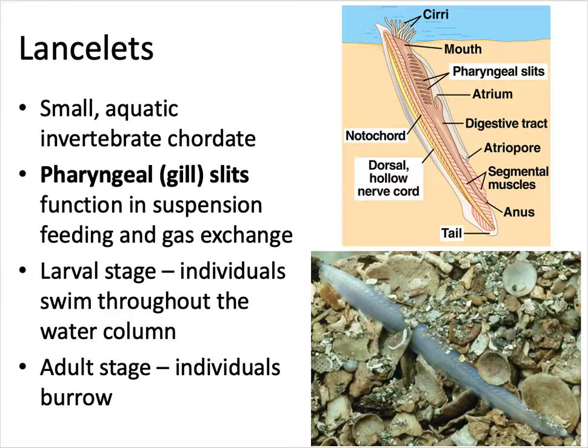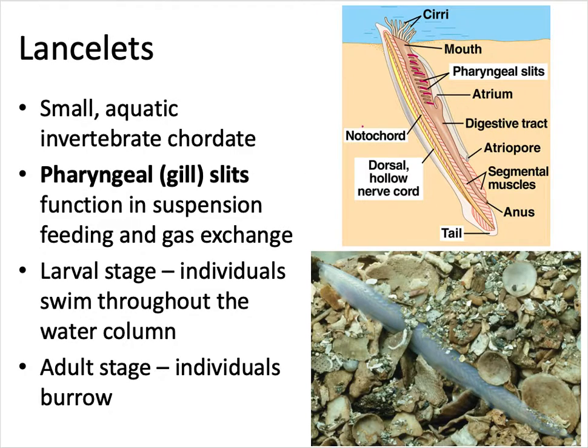All right, so now let's talk about our 2 examples of chordates that are invertebrates. We have our lancelets and our tunicates. The lancelets and the tunicates are both going to be small aquatic invertebrate chordates. So that's what they have in common. Another thing they have in common is that the pharyngeal slits will turn into the gills.